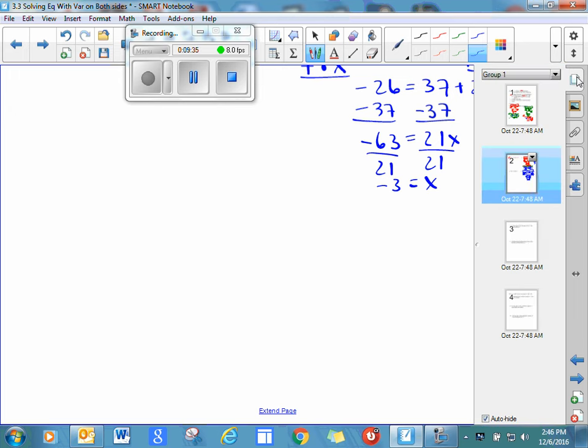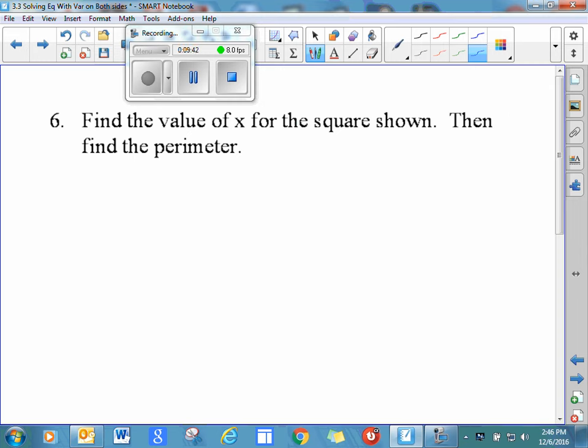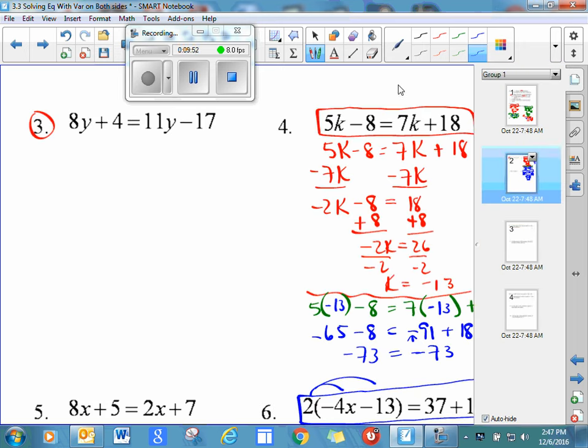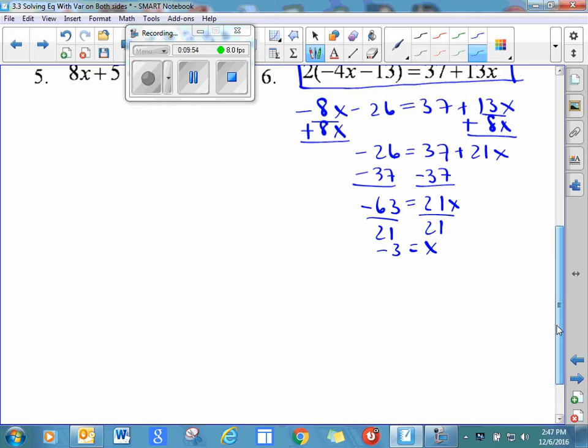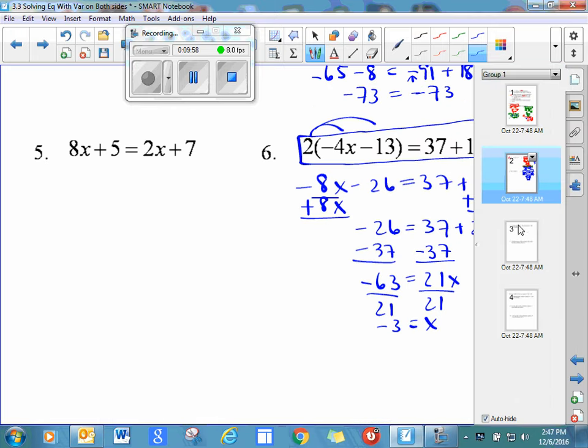All right, the next problems that I want to do are these perimeter problems. So, let's see, this says number 6, but I really think it's number 7. Oh dear, I might have another. Yeah, there's number 6, so this actually should be number 7.